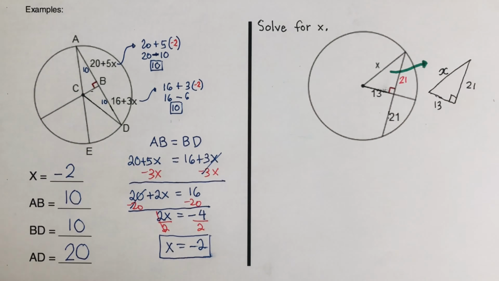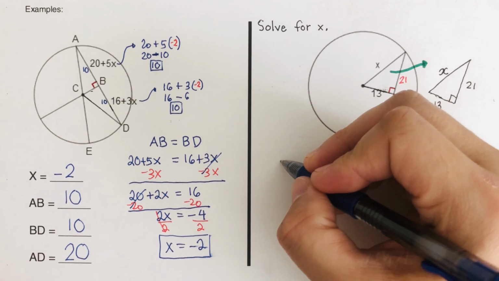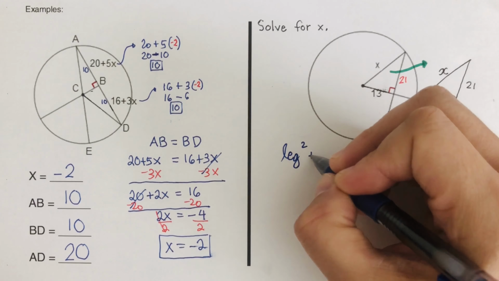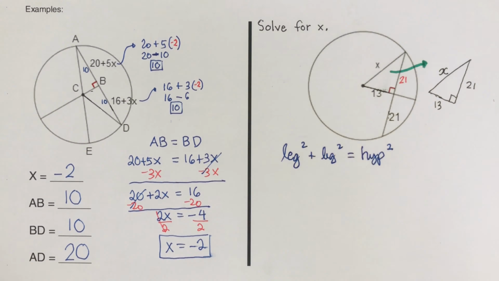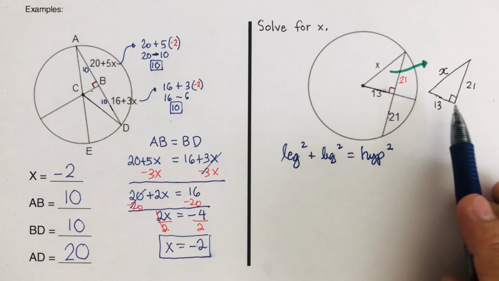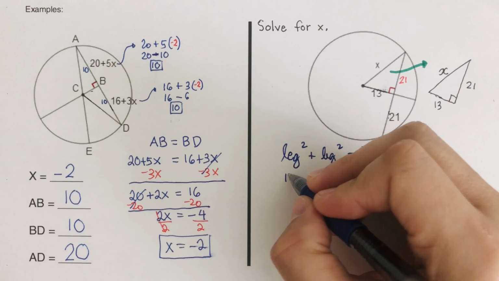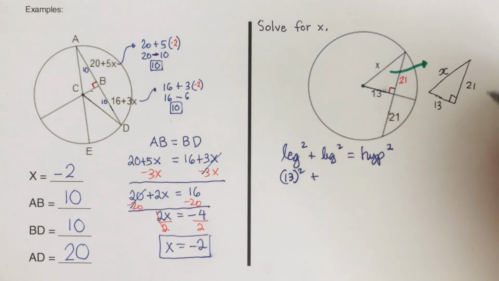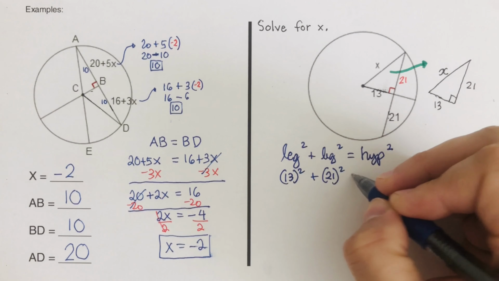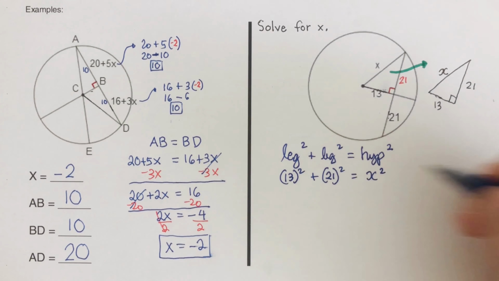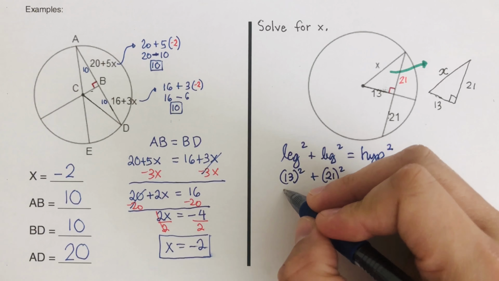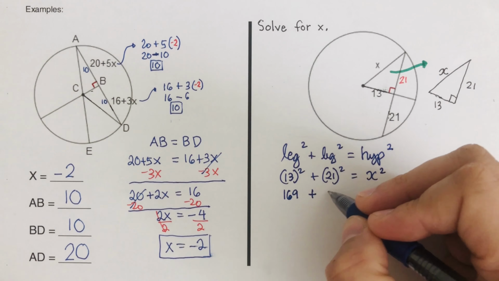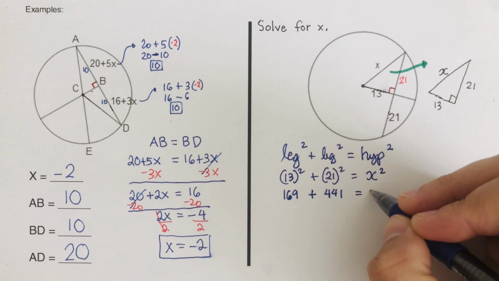So then from here, to solve for x, we're going to use the Pythagorean theorem. So remember, the Pythagorean theorem formula is leg squared plus leg squared equals hypotenuse squared. So the two legs here are 13 and 21. So 13 squared plus 21 squared equals the hypotenuse squared, which is x squared. So then from here, we can go ahead and square this. So 13 squared would be 169, plus 21 squared is 441, equals x squared.